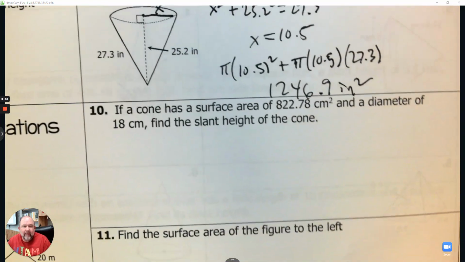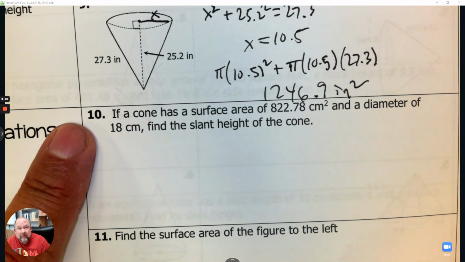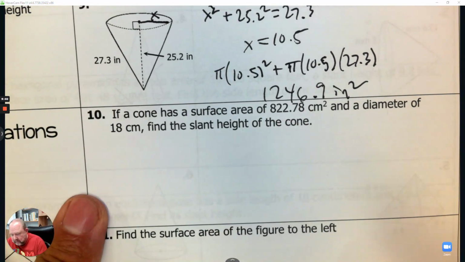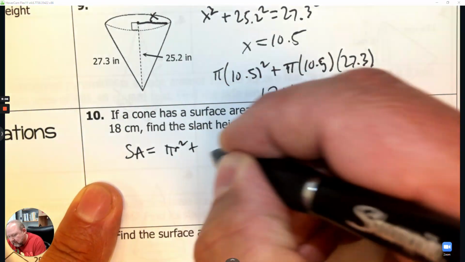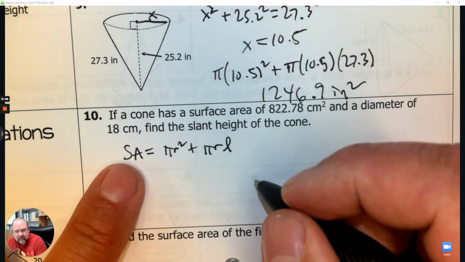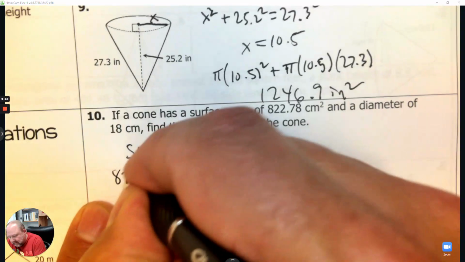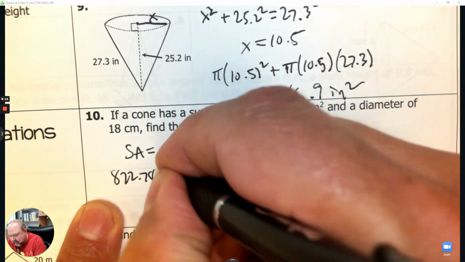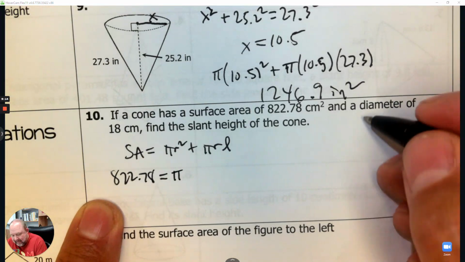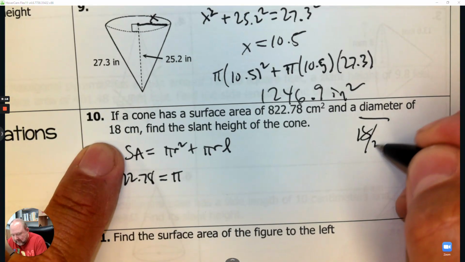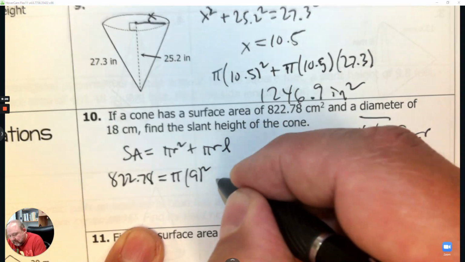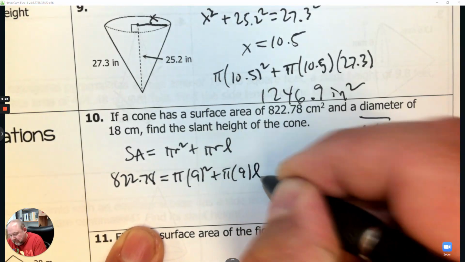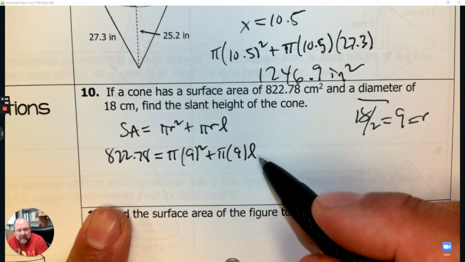All right. Some stories. If a cone has a surface area of this, so we're going to write the formula down, which is pi r squared plus pi rl, the slanted height. So the surface area is 822.78, and it says the diameter is 18. So if I go 18 divided by 2, the radius now is 9, and I'm sure it asks for the slant height, right?